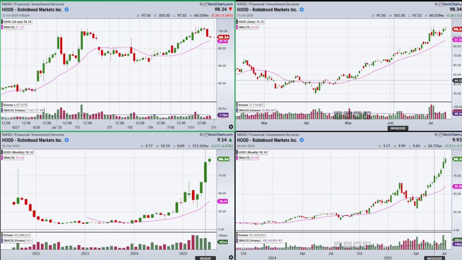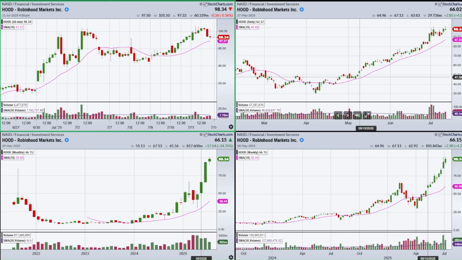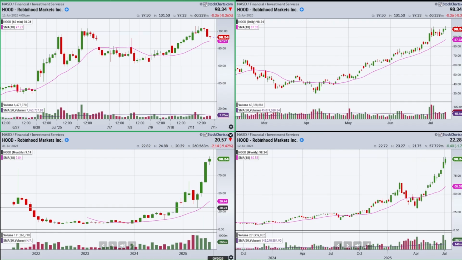This is the type of synchronization or confluence or alignment that you really should be looking for. If you're playing this time frame, you want to play it off the daily chart. You want to make sure you've got the alignment of these other time frames.